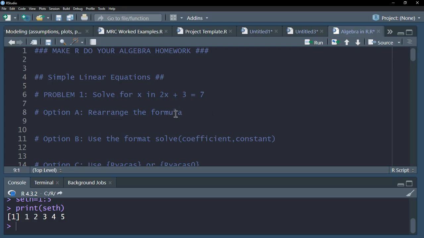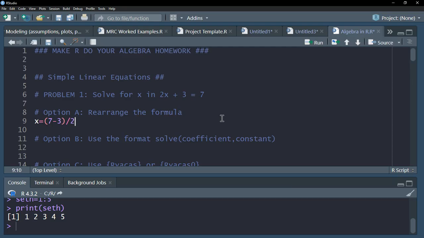So one way we can do this is we can rearrange the formula. We could say, all right, let's subtract 3 from both sides and divide both sides by 2, because we're trying to isolate that x. So we could say x is equal to 7 minus 3, and we're putting this in parentheses and dividing by 2, because we've subtracted 3 from both sides and divided both sides by 2. That's what gets the x all alone.